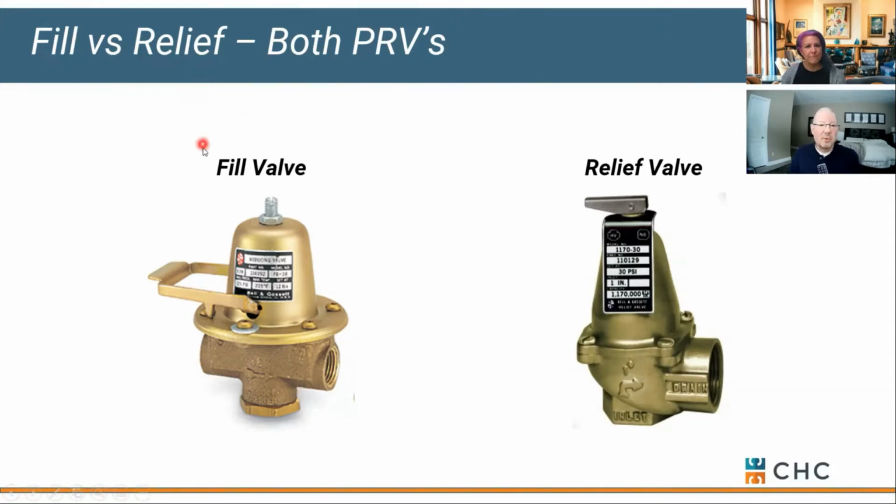But don't be confused here. We've got two PRVs shown. One is a pressure reducing valve, which for the purpose sake, we're going to call a fill valve here, and the other is a pressure relief valve. Totally different purposes, but they're both called PRVs. So be careful if you call in or you go on Amazon and you look for a PRV set for 30 pounds, you might get either one of these that pop up, but they have drastically different purposes in a hydronic system.